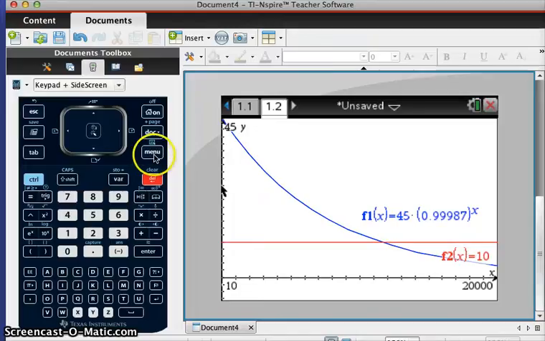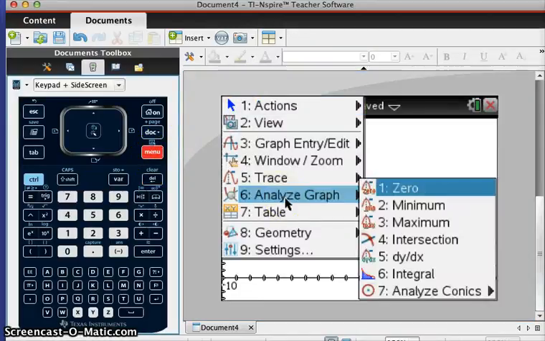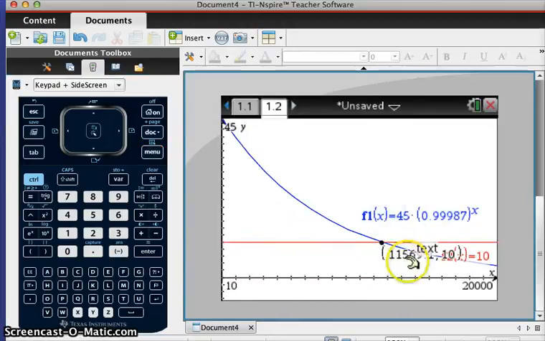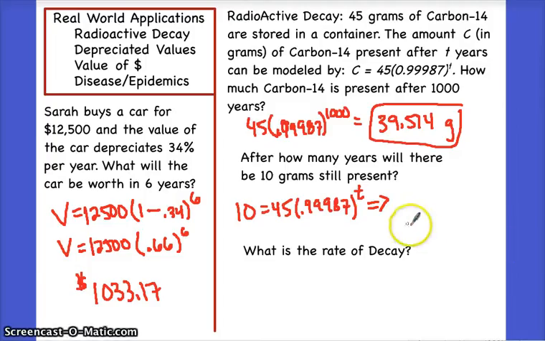And you'll notice I've already done the initial point of intersection. I can eliminate that though and remind you that in order to find that point of intersection, we're just going to go to Menu, Analyze Graph, Intersect, and then a little left bound, right bound. And you can find your point of intersection. So it looks like we cross our two lines at about 11,569.1. So after just about 11,569.1 years. Again, it takes a long time for things like carbon-14 to decay away.